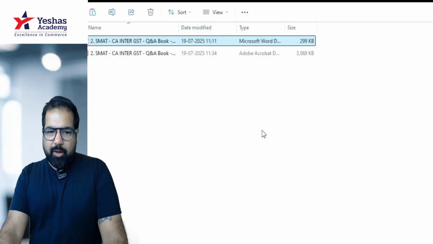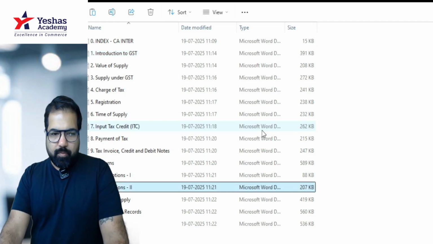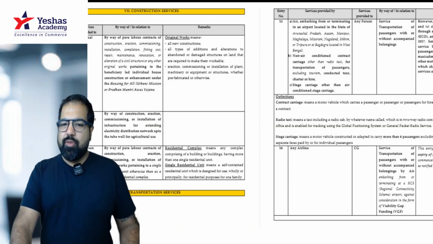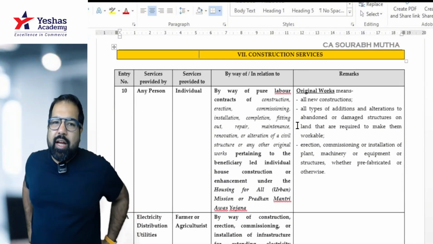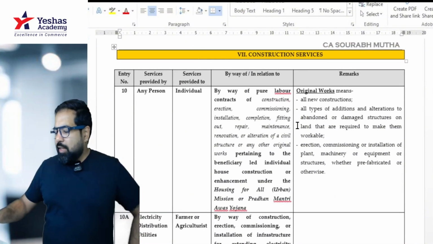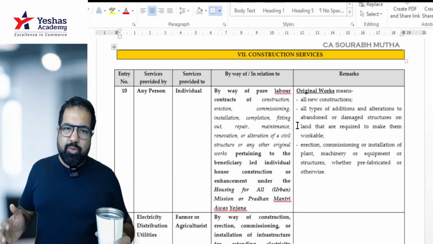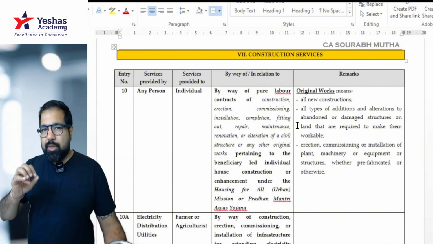Let's go to the second part of exemptions. Exemptions part 2. We'll keep going through the exemptions. Whichever I have done, I'll tell you the main points so that you are well versed. Construction services, guys: again in construction services there is the Pradhan Mantri Awas Yojana. For that, if you're providing any services to create a house or to repair a house, no GST, but it should be pure labor services again.